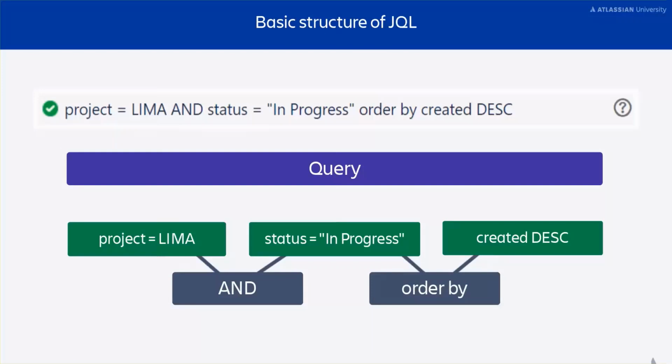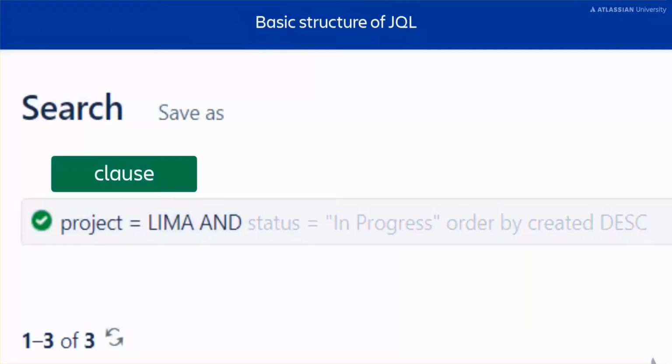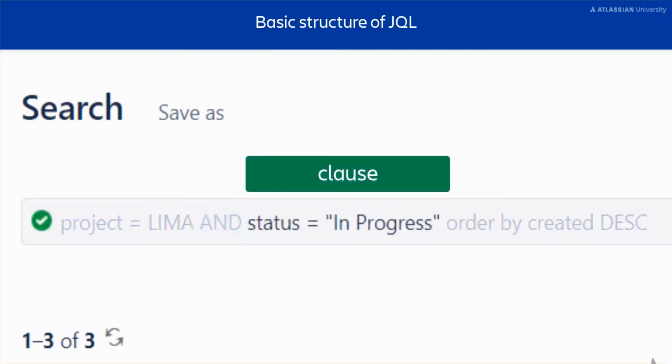Let's go back to our query from earlier and apply this new knowledge. Here's the first clause. Just like our example, in this clause, the field is project. The operator is the equal sign, and the value is Lima. The keyword and allows us to connect this clause with another. Let's break this one down too. This clause's field is status. Its operator is the equal sign, and the value is in progress.